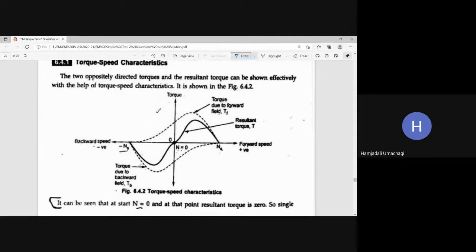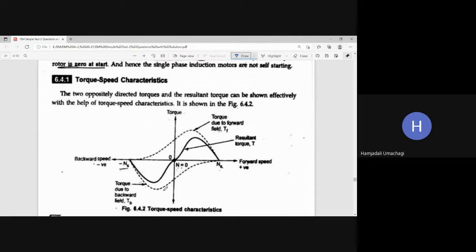Now let us see the torque speed characteristics of the single phase induction motor. So this is figure 6.4.2 indicating the torque speed characteristics. The two oppositely directed torques and the resultant torque can be shown effectively with the help of the torque speed characteristics as shown in figure 6.4.2.